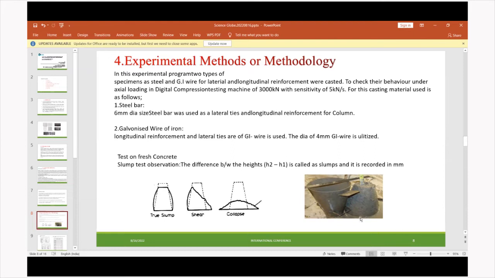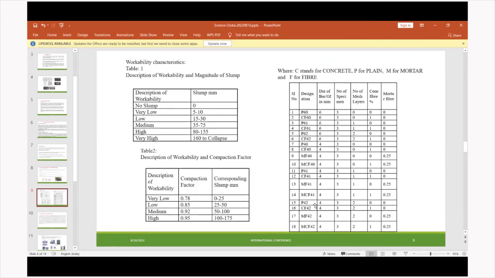As you can see in this figure, concrete is placed over this cone and its slump is checked. If it is good, it retains its shape. If the concrete is weak, it takes the form of a shear crack. If the concrete is poor, it collapses. The workability characteristic has been shown over here.